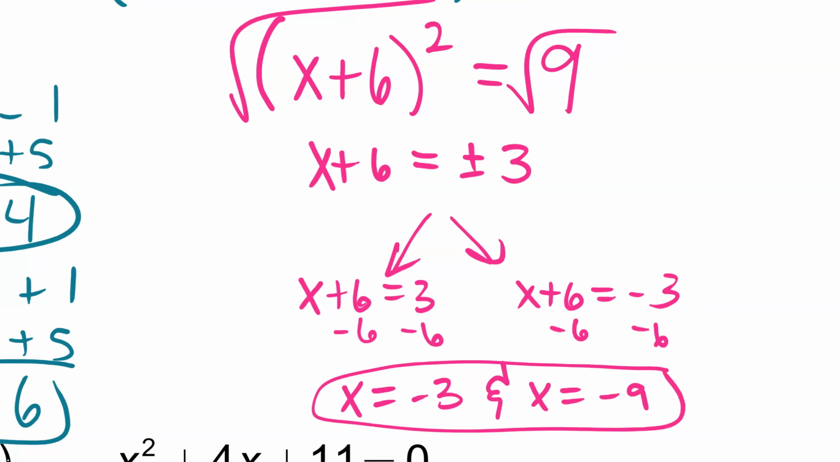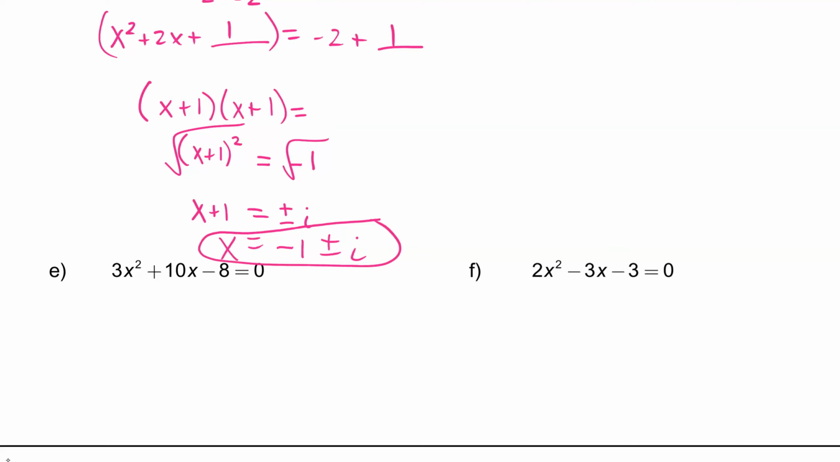Okay. So I have, let's see, x plus 1 equals plus or minus i. So I have x equals negative 1 plus or minus i. Cool.